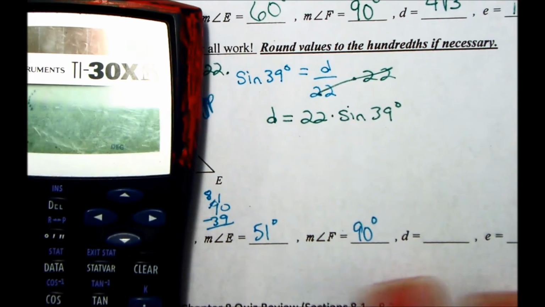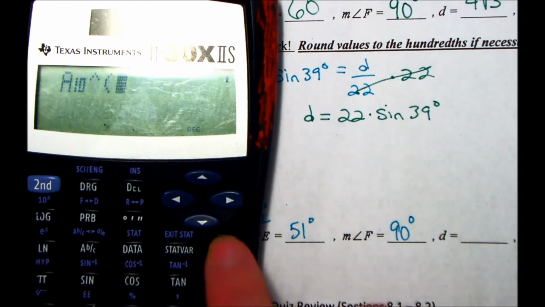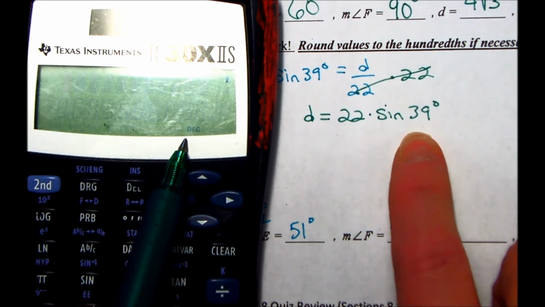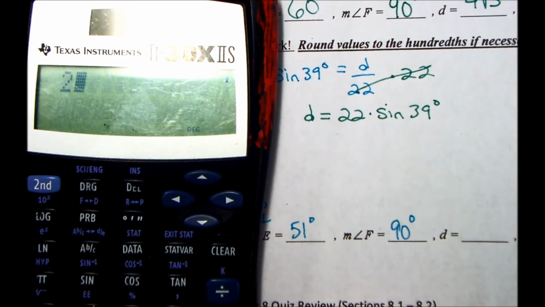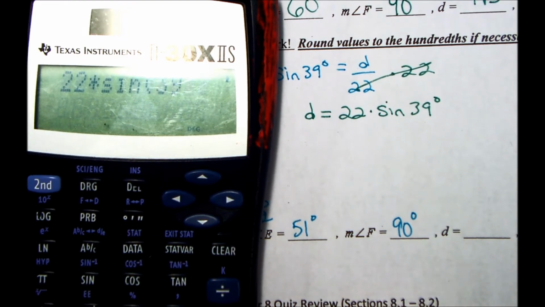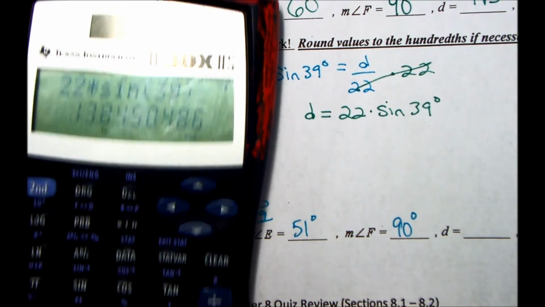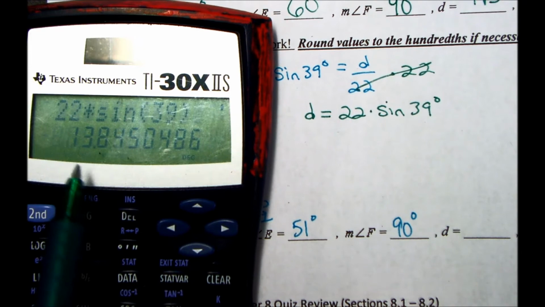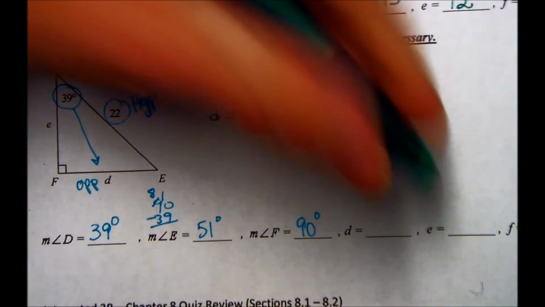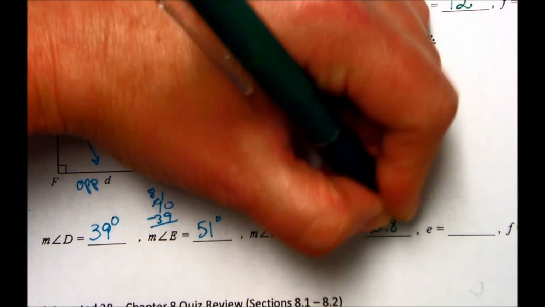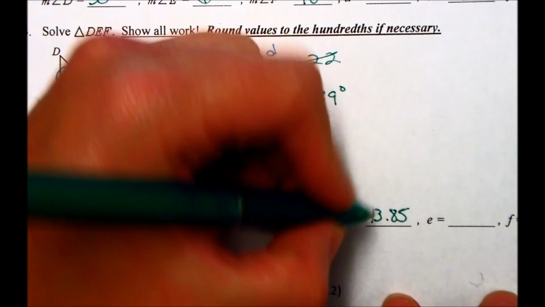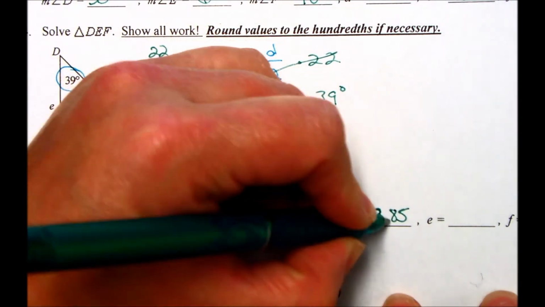Okay, so in my calculator, I want to first of all make sure that I'm in the right mode, make sure that you're in degrees because we're working with degrees. And I would just type in 22 times sine 39, hit my equals, and then round to 2 decimal places, so it's going to be 13.85. And it's not a degree measurement, it's a side length, so 13.85.